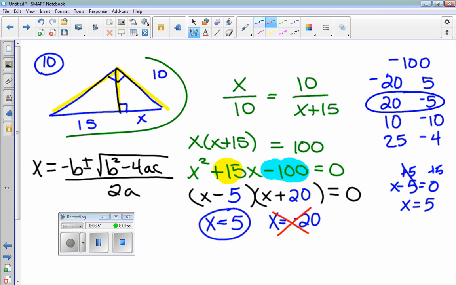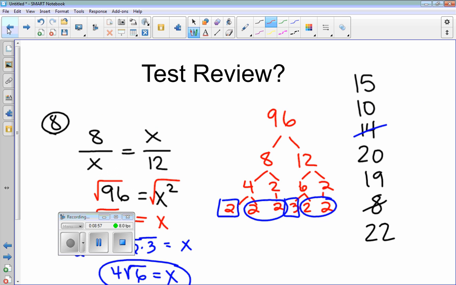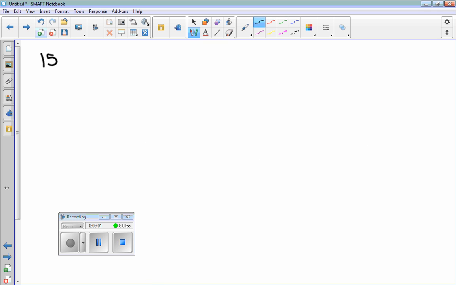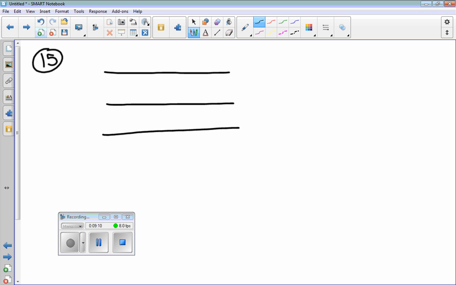Helpful? Hopefully. Okay. What other questions do you guys have? Let's see. 15. Let's look there. So question 15. This one looks to be a little challenging as well.